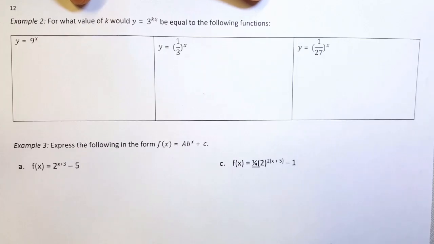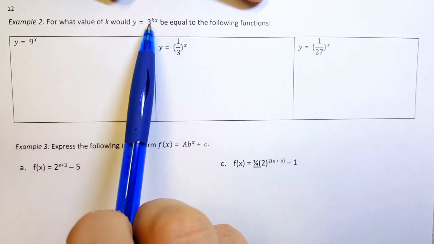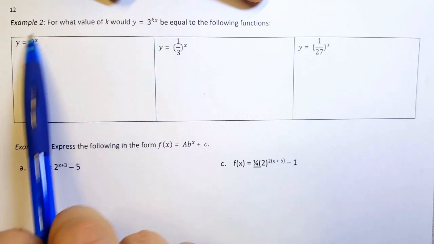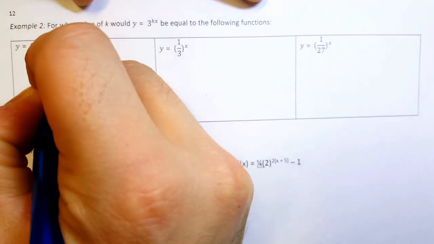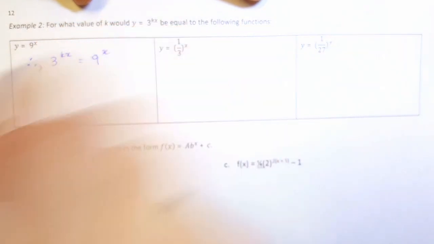Okay, if I look at example 2, it says for what value of k would y equal to 3 to the power of kx be equal to the following functions? So I have to find what value of k would make this equal to this. So I'm going to write that statement. Therefore, 3 to the power of kx is equal to 9 to the x.